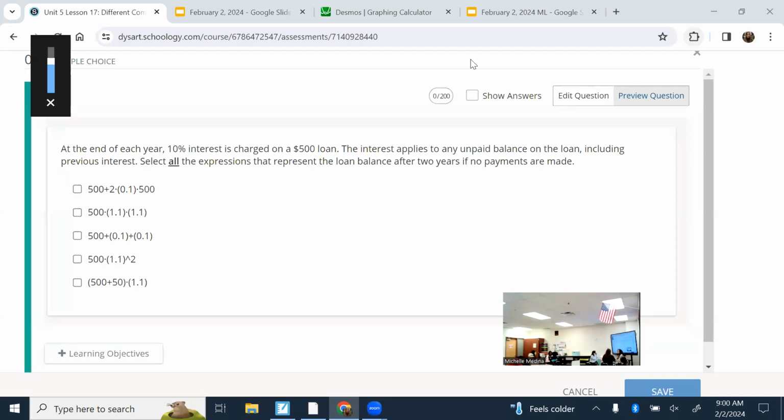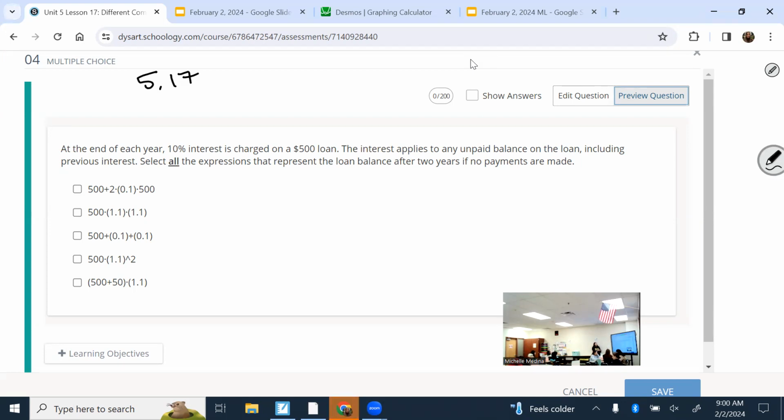The question right now is on lesson 17, number 4, if you also needed help with that one right now. So at the end of each year, 10% interest is charged on a $500 loan. The interest applies to any unpaid balance on the loan, including previous interest. Select all the expressions that represent the loan balance after 2 years, if no payments are made.